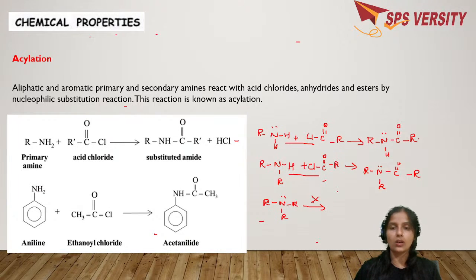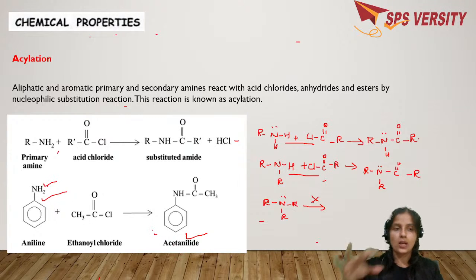Instead of acid chloride, you can take the ester and also the anhydride, and if you take the anhydride or the ester, then one more compound formed will be the corresponding acid. Even aniline reacts in the same way, resulting in the formation of acetanilide, where one of the hydrogens from here will go, not from the benzene ring.